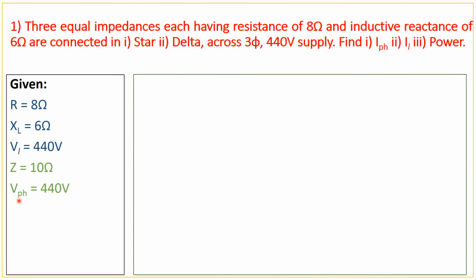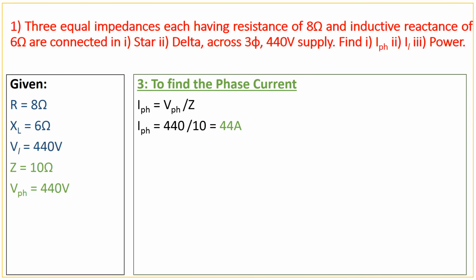So what to find next? Whether to find IL or whether to find I phase? Yes, obviously I should find the I phase first. So I phase is equal to V phase by Z. And remember here, though V phase is the same, IL will be changed because IL is equal to root 3 I phase here. So don't think that 440 by 10 will give you the same answer for both. No. So I phase is equal to V phase by Z as usual. So 440 by 10 is equal to 44 amps.